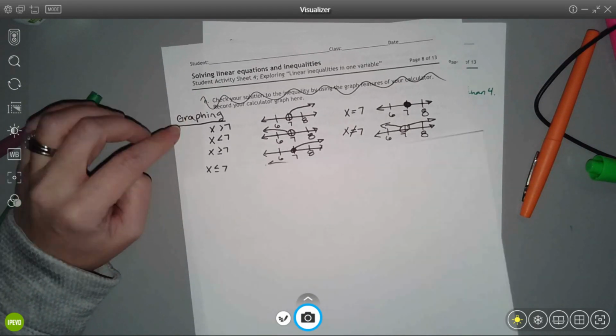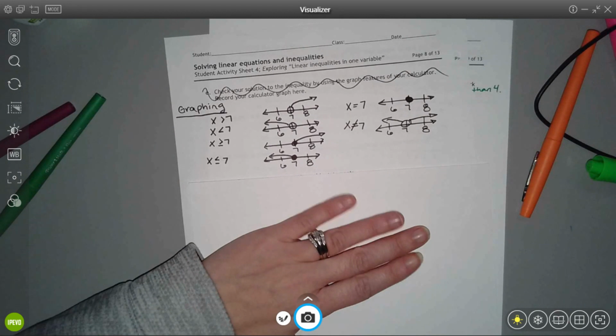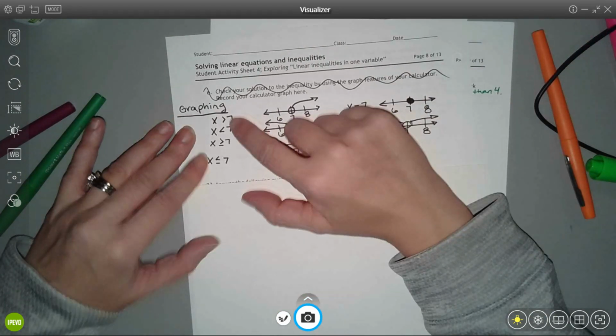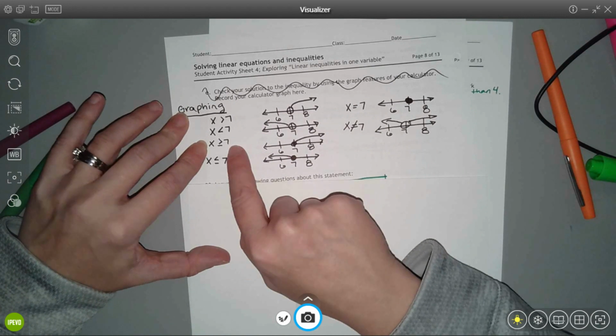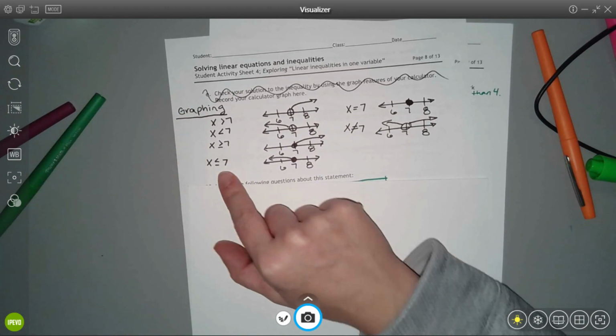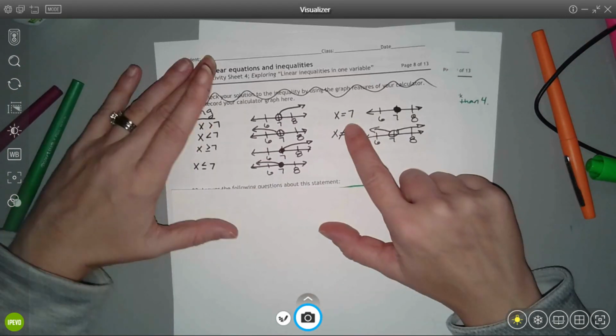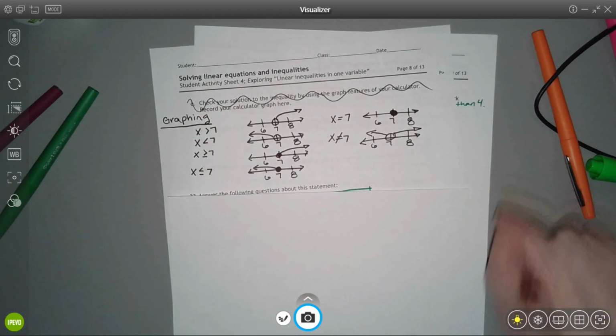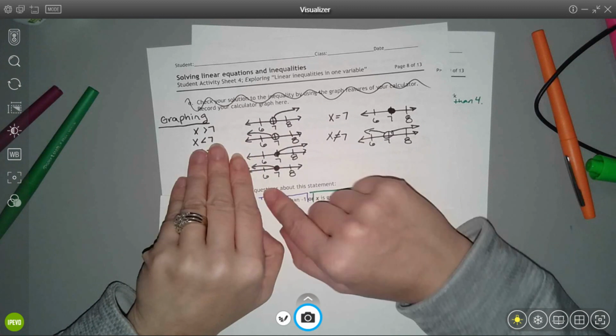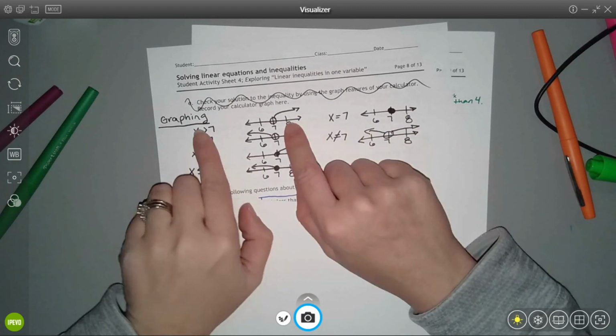What I want you guys to do here, just take this down. I gave you an example here. We've got x is greater than 7, less than 7, x is greater than or equal to, x is less than or equal to, and then I threw some new ones in. X equals 7, x does not equal 7, okay? Just examples here of graphing them, the same number and what it looks like with the different symbols.